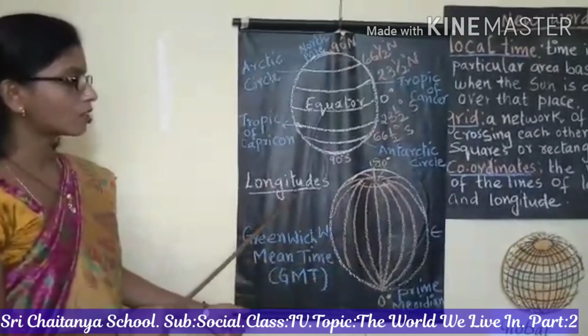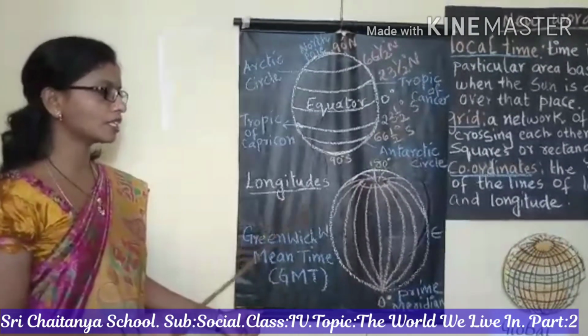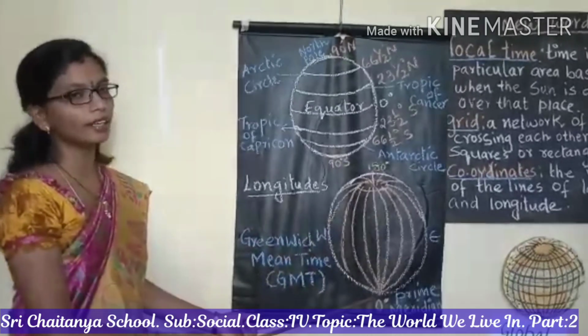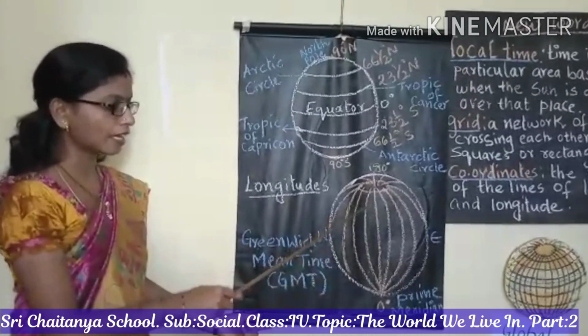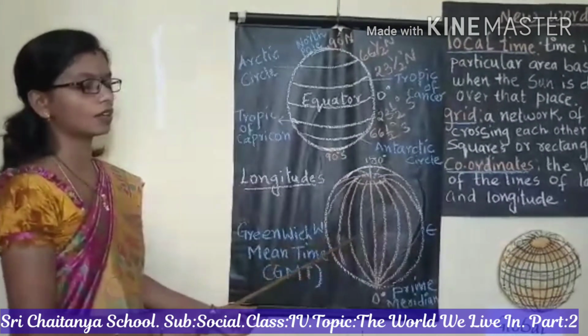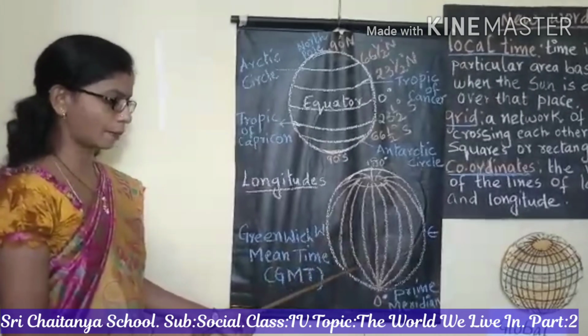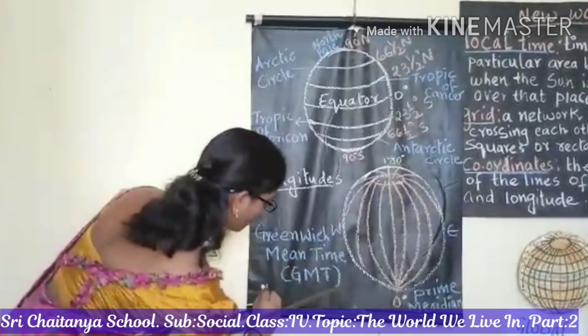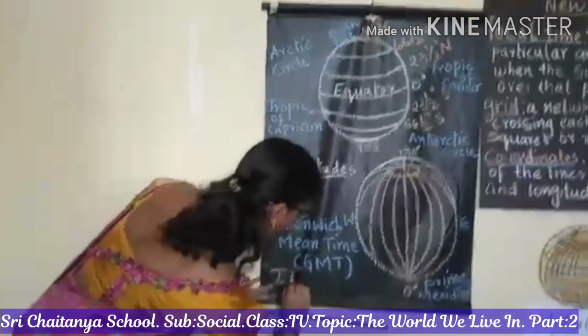Here children, these longitudes help us to know the distance east and west from the 0 degree longitude, and the length of all the longitudes is the same, but the distance between the longitudes is not the same. And we also must know about the IDL. What is this IDL?